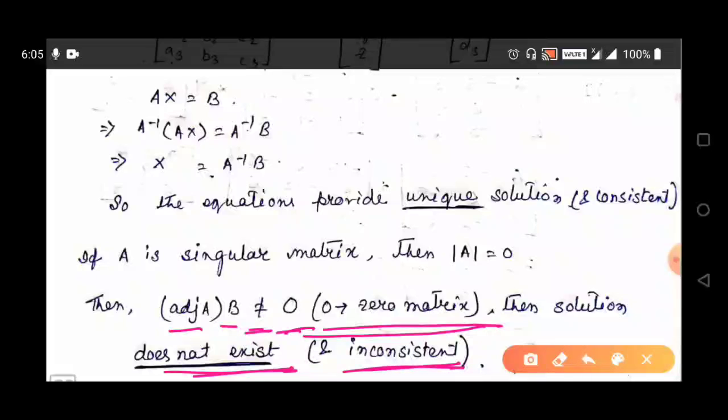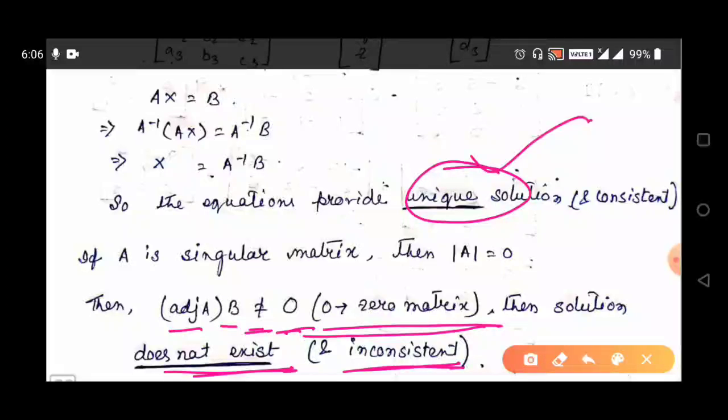So a system of equations is said to be consistent if its solution exists, and a system of equations is said to be inconsistent if its solution does not exist. So whenever we get a unique solution, that means it is consistent. Whenever we get no solution, then it is inconsistent.